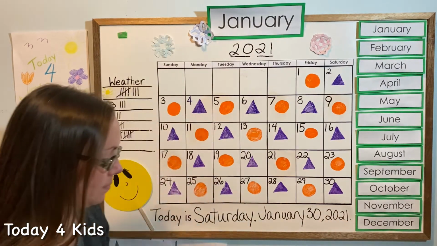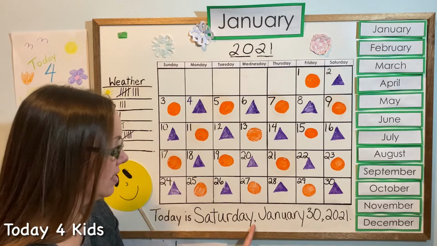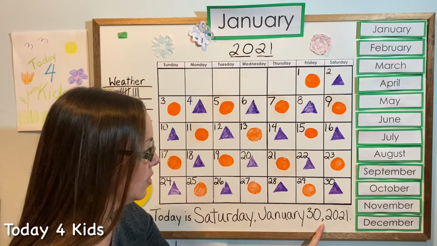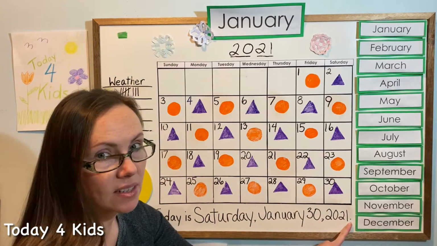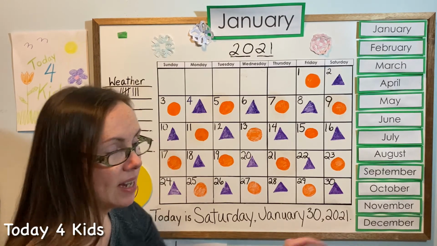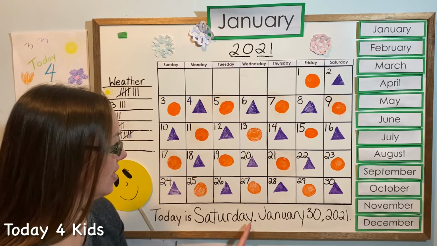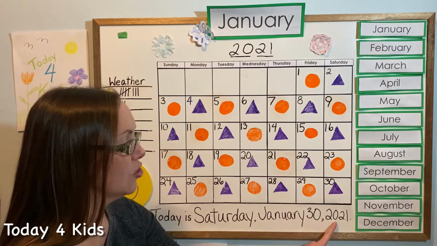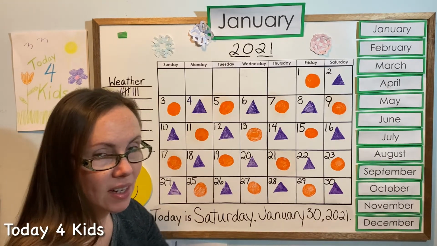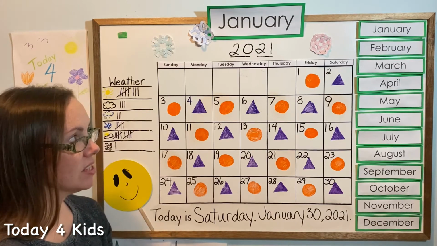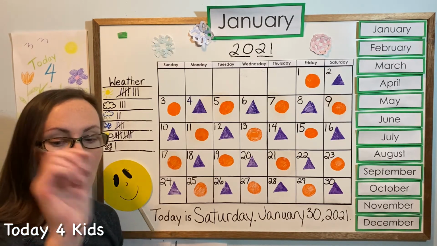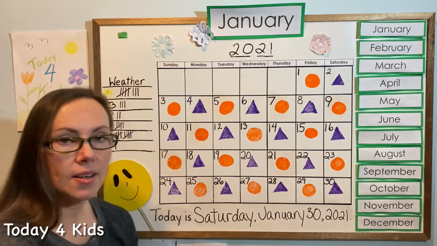2021, period. So the commas tell us to pause for 1 second in between the words, and then the period tells us to stop. There's nothing more to say in the sentence. So let's say it together. Today is Saturday, January 30th, 2021. Good job.